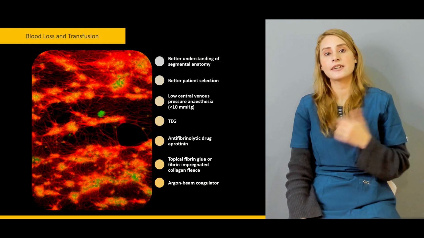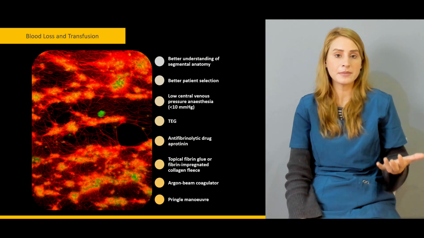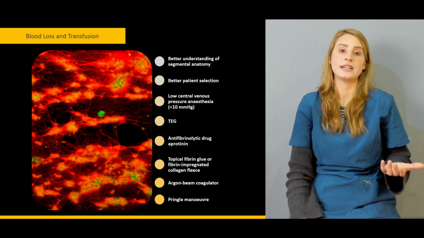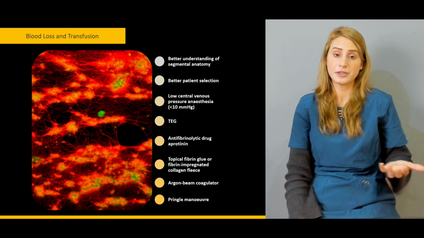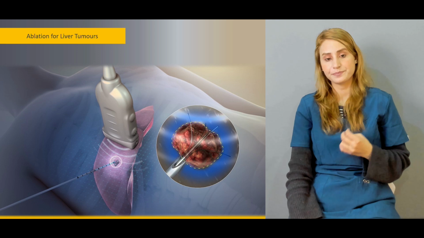Another important thing is that you can use the argon beam coagulators, and these argon beam coagulators or diathermies can actually help you in achieving good hemostasis, and then obviously the Pringle maneuver.